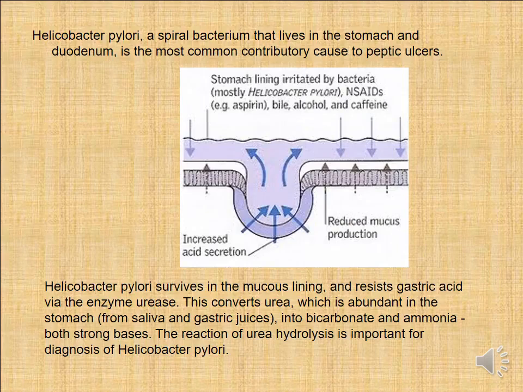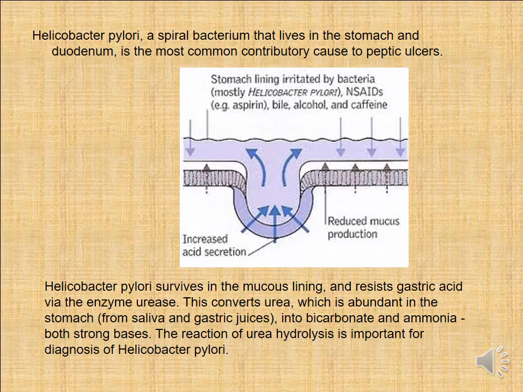The etiological factor is microbiological, caused by a bacterium called Helicobacter pylori. It is a spiral-shaped bacterium that lives in the stomach in normal conditions, and in the duodenum it is the most common contributory cause of peptic ulcer. This is a normal commensal that lives within the stomach, but if it becomes aggressive, it leads to peptic ulcer.